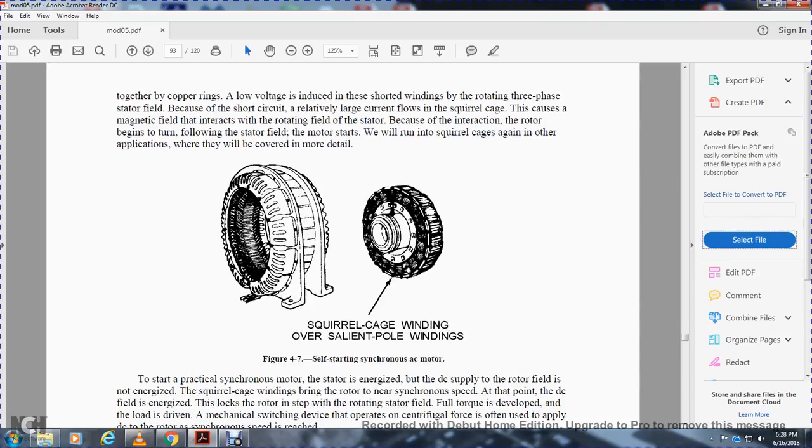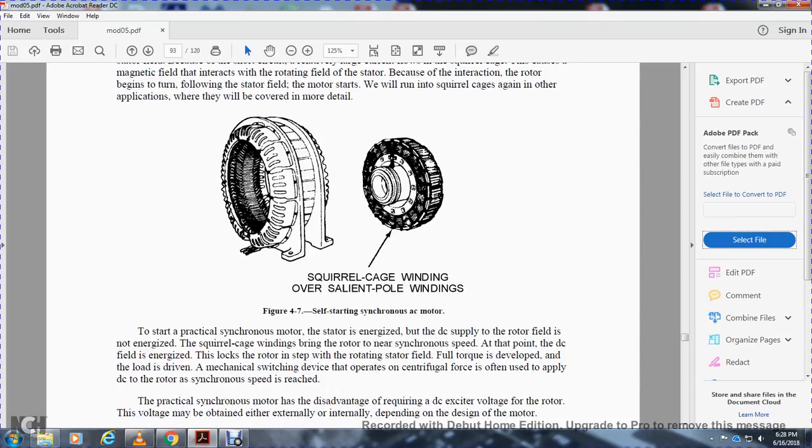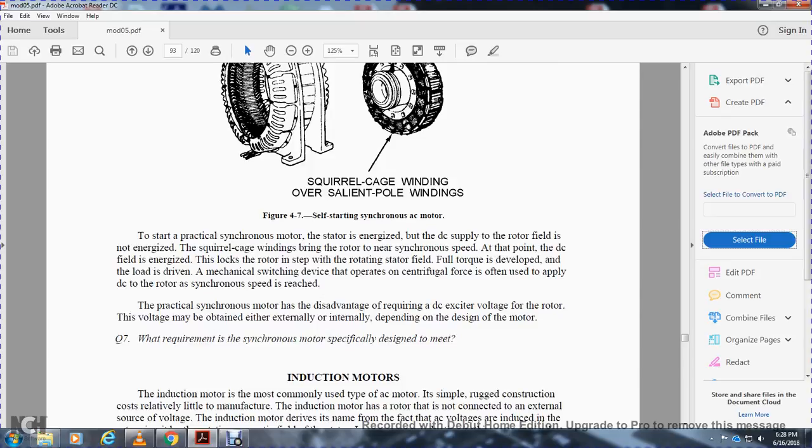Or it shows the squirrel cage winding over salient pole windings. To start a practical synchronous motor, the stator is energized with the AC power supply, with the rotor field de-energized, using the squirrel cage winding to bring the rotor to near synchronous speed. At this point, the DC field is energized, locking the rotor in step with the rotating stator field.